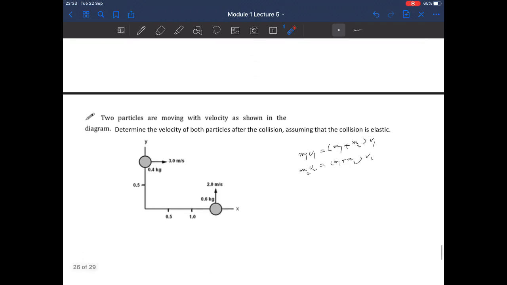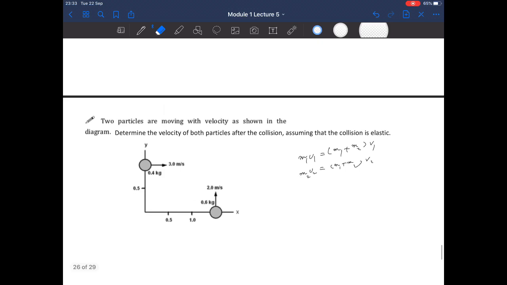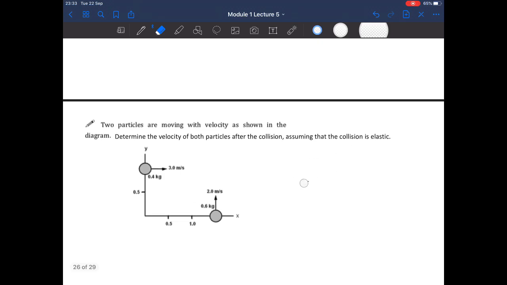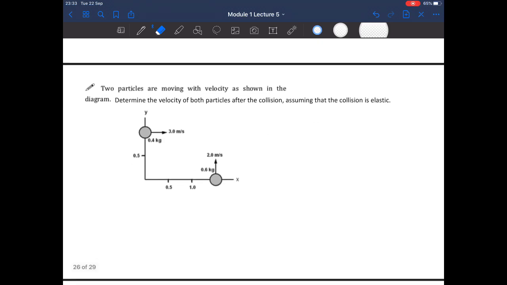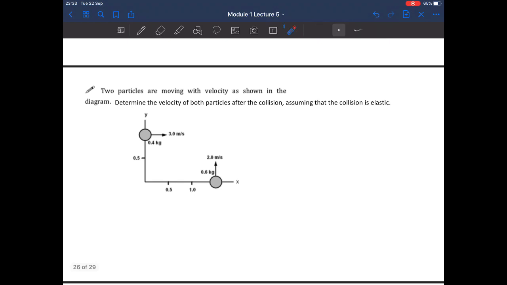Okay, so let's look at this. Sorry about that. Let's look at this question. 2 particles are moving with velocity as shown in the diagram. Determine the velocity of both particles after the collision, assuming that the collision is, well, I did a wrong thing here. It has to be inelastic.